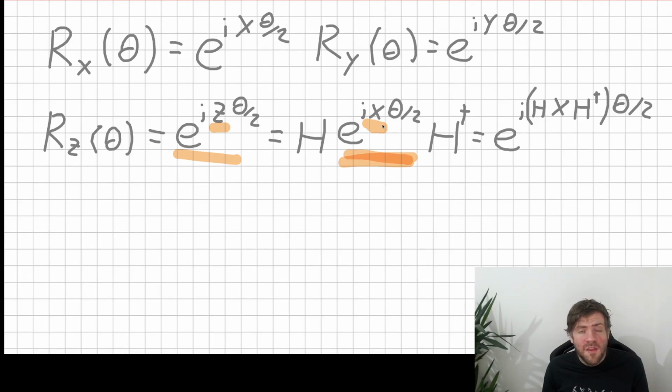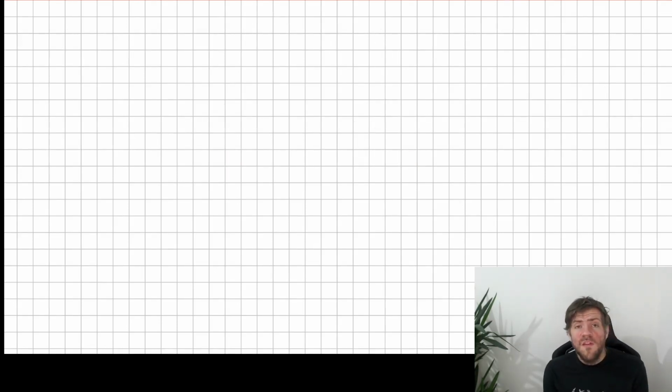Okay, so there you have some fun with matrices, but the fun doesn't end here. Although I do have to remember where the fun does go. Okay, so with Cliffords we can turn a rotation around x or y or z for a single qubit into one of the other rotations, but by using multi-qubit Cliffords we can make this even more interesting. So for example, let's suppose we have an e to the i X theta over 2.